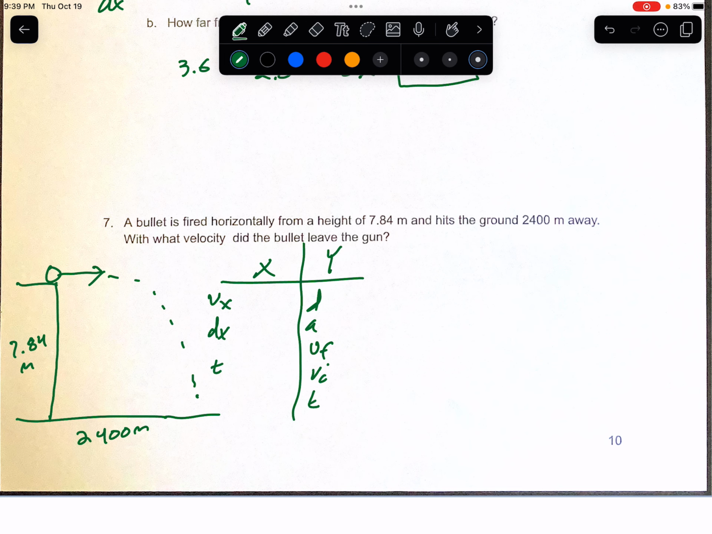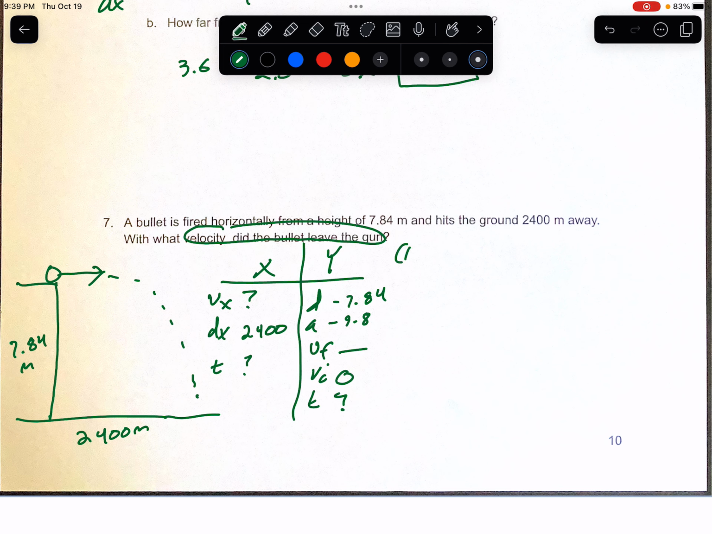Vx they didn't tell us. It actually is looking for that: what velocity did the bullet leave the gun? So that means we are looking for this. dx we know is 2,400. t we don't know. Our vertical distance is 7.84, so negative 7.84. a is negative 9.8. Vi is still 0. So if I'm looking for Vx, I need to know what time is. So I've got to find time on the right side, and then I can bring it over.